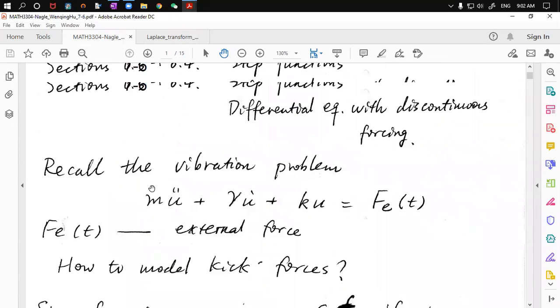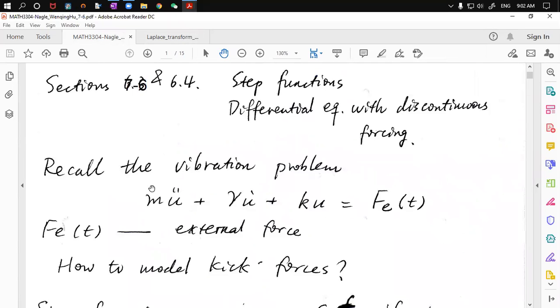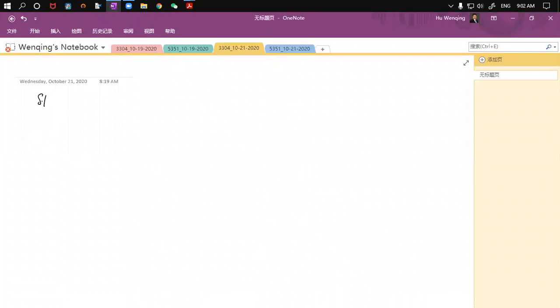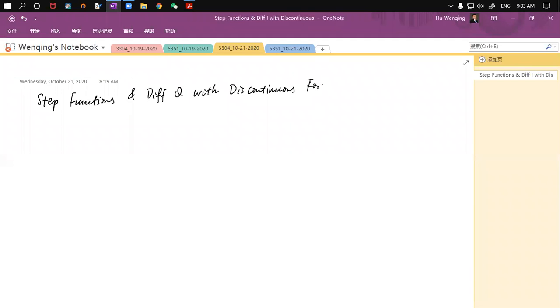So what is a differential equation with a step function? Step functions and differential equations with discontinuous forcing. What is a differential equation with a discontinuous forcing?